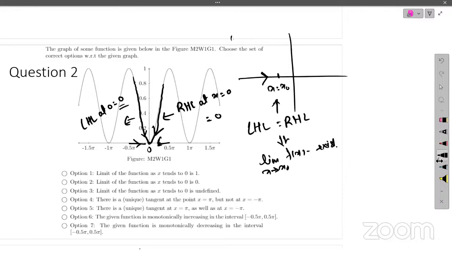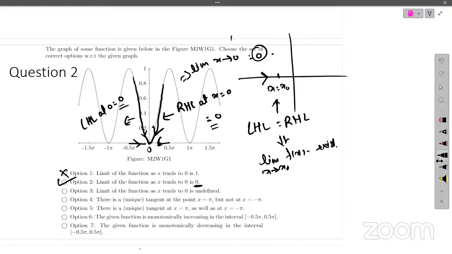So here the left hand limit and right hand limit are the same. So that's why we conclude that the limit as x goes to 0 is nothing but 0 itself. So the first option is incorrect because it says that the limit of the function as x tends to 0 is 1. The second option is correct because it says the limit of the function as x tends to 0 is 0. And that's what we conclude from the graph.